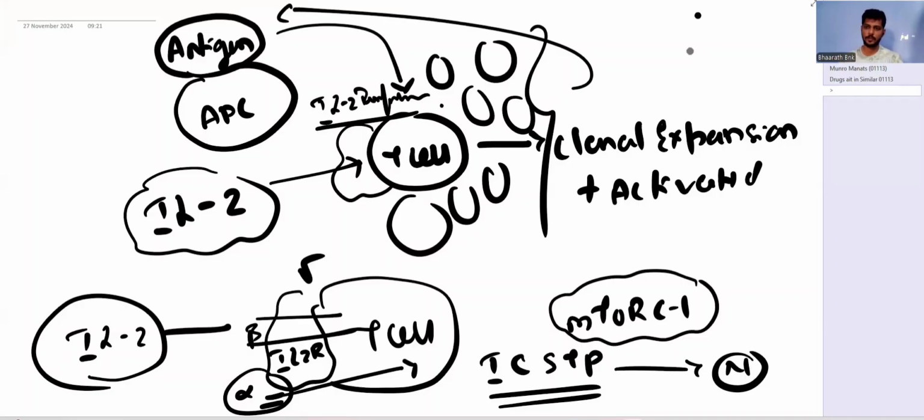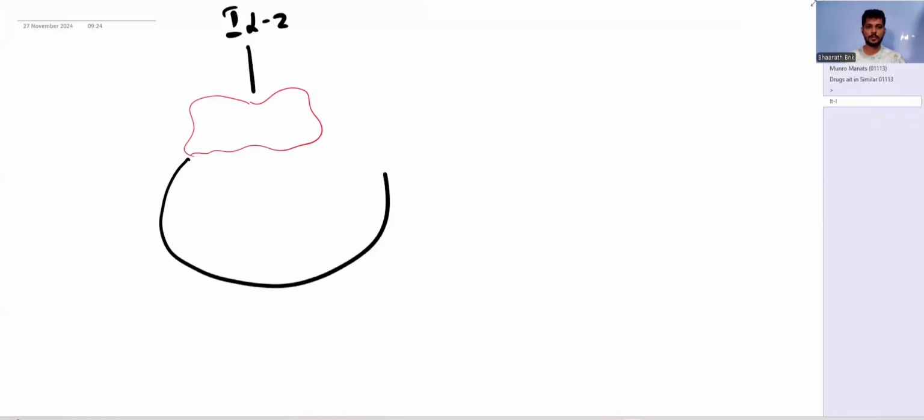This is what happens. Now, there is interleukin 2. This acts on the interleukin 2 receptor on the T cell, which has alpha, beta, and gamma chains. Once this interleukin 2 comes and acts over this, it will activate the signal transduction pathways, and that will activate the T cell.